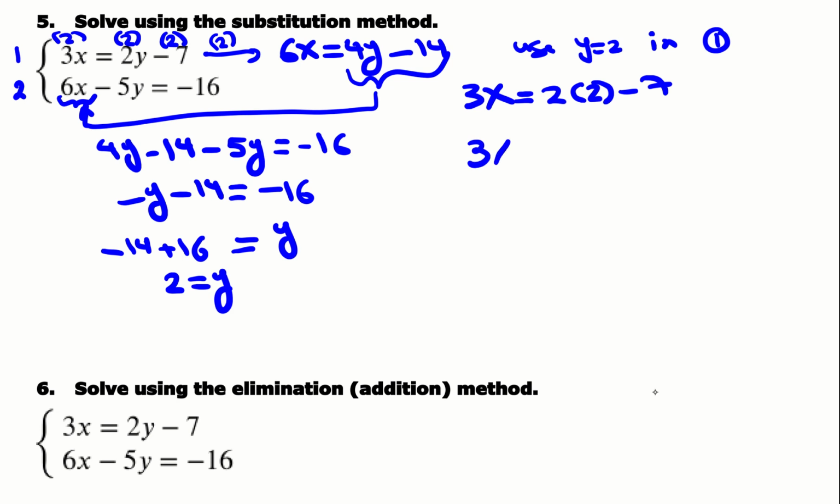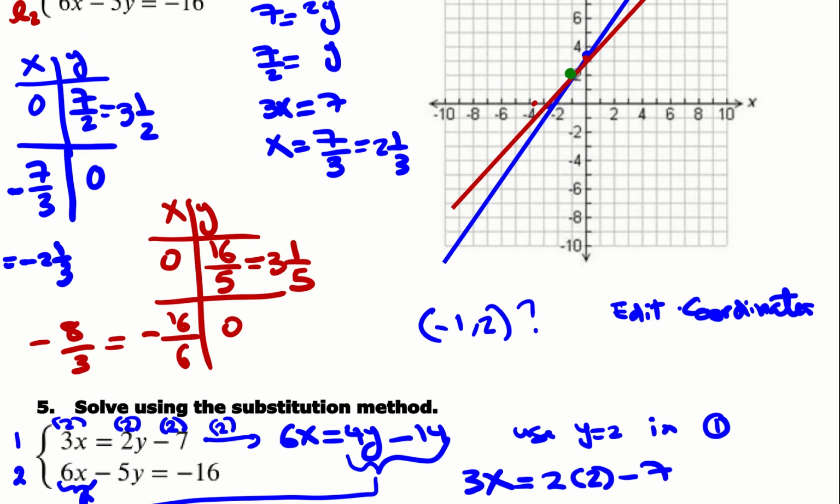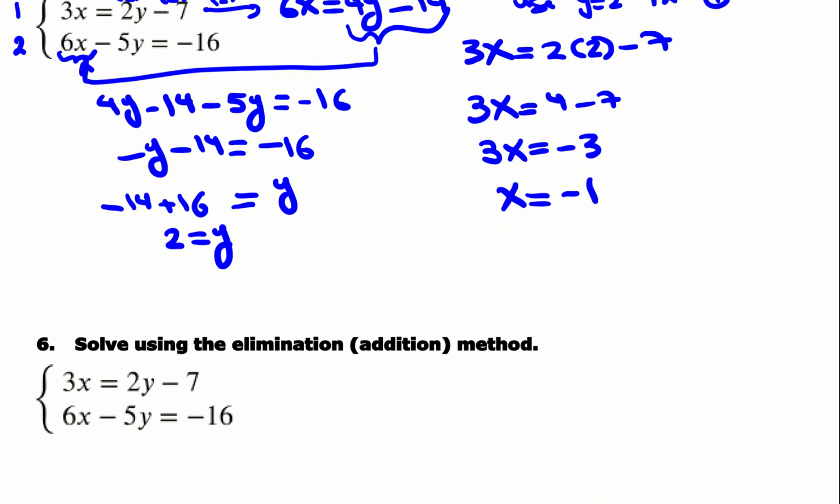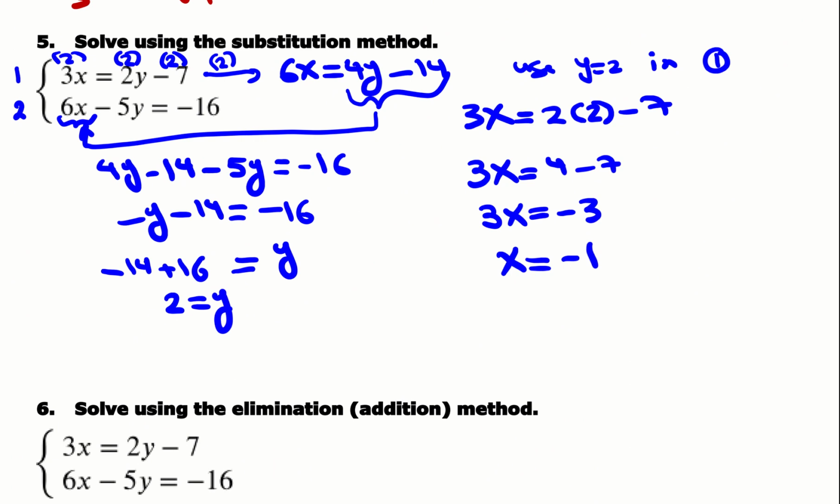So we get 3x equals 4 minus 7. So 3x equals negative 3. So we get x equals negative 1. And notice that that agrees with the graphic solution that we previously found. So now we know that that should be the correct solution. And again, if time permits, go ahead and plug it in. It's a good practice anyway.